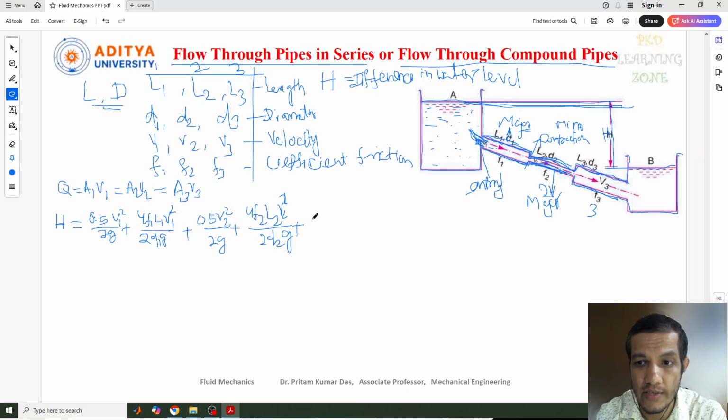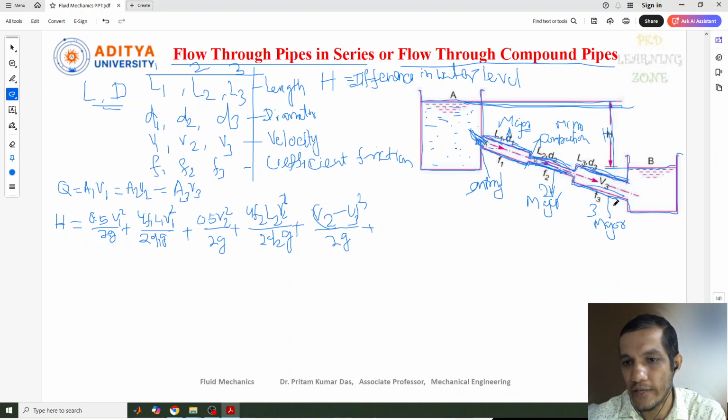For this one, the equation is like V2, the incoming velocity, and after expansion what is the velocity. So that is V2, the incoming velocity from pipe 2 to 3, and the velocity after expansion, that is V3, so square by, again here, 2G. Now again one more pipe is there, V3, that velocity in pipe 3. So here also we can get the major loss. All this pipe flow, we need to consider the major loss.